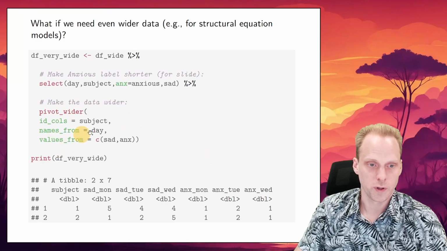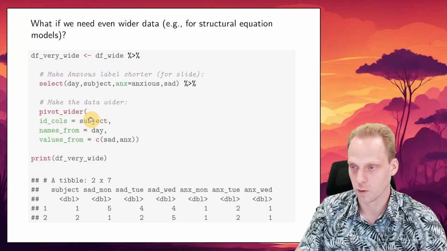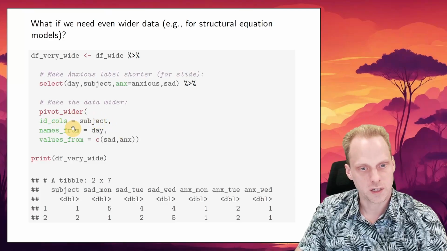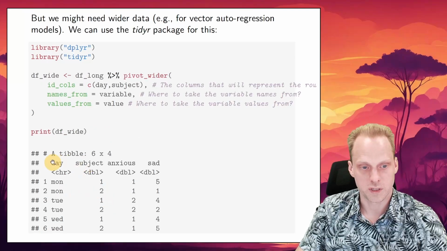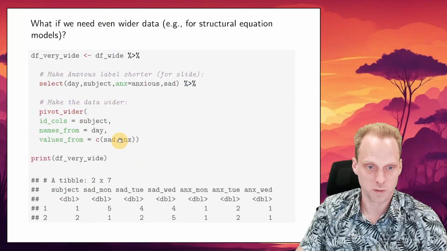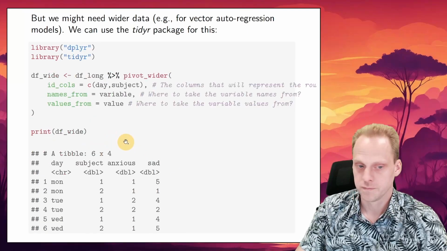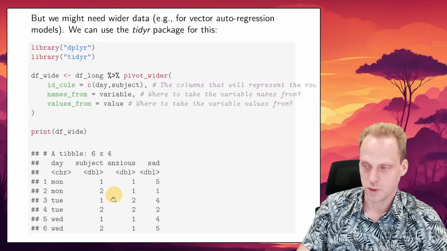So now I want one unique row for each subject. So I say id cols is only subject now and no longer day. And instead I say now take the names from the day, right? So we have this day variable here. I want to use that in the names of my new columns. And take the values from both sad and anxious. So take the values from both of these.